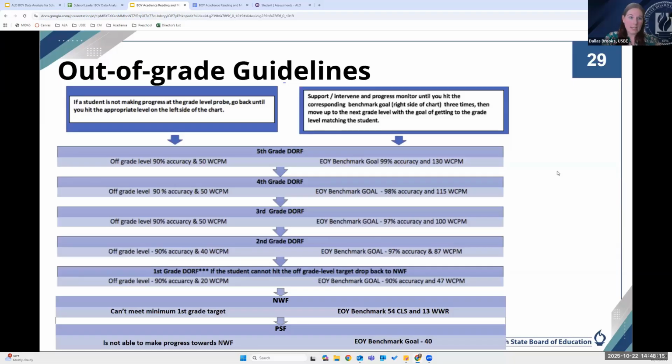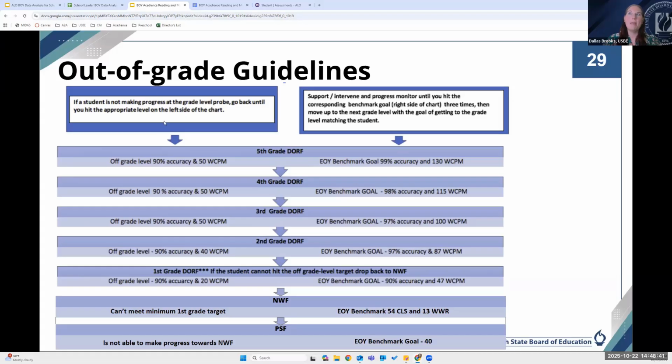You can also progress monitor out of grade level. So you can always progress monitor students on materials that are at their grade level or below their grade level. So if you have a student who is really struggling, you can progress monitor on below grade level materials. Here is a chart. It's also on page 29 of your participant notebook. Again, just for easy access to refer back to it.